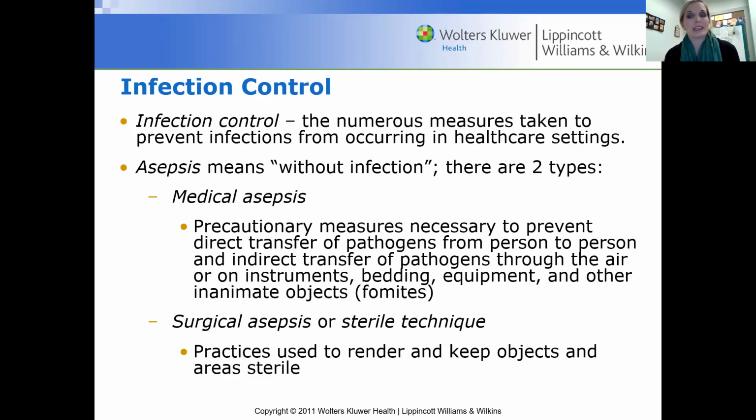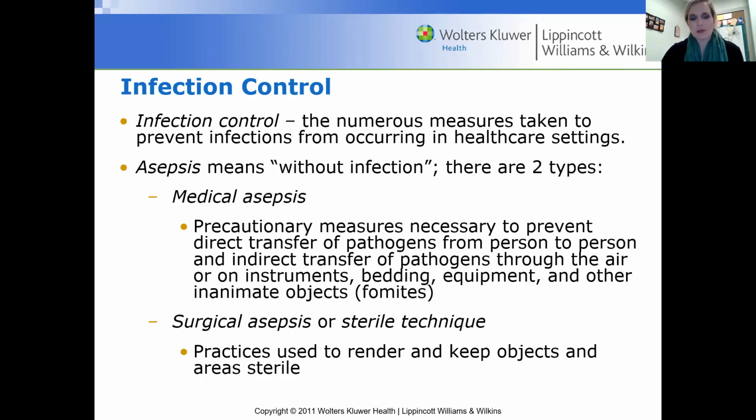So we're going to talk about the term asepsis. I think at this point, a lot of you guys have probably heard the term asepsis, probably in your nursing class. There are two types of asepsis though, and it's key that we know the difference between the two. There's medical asepsis and surgical asepsis.